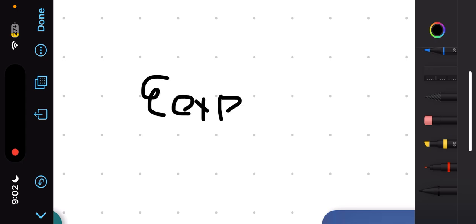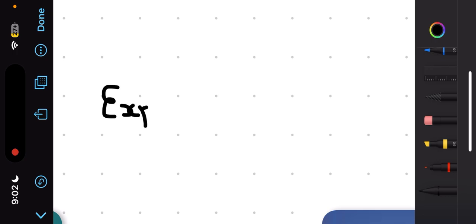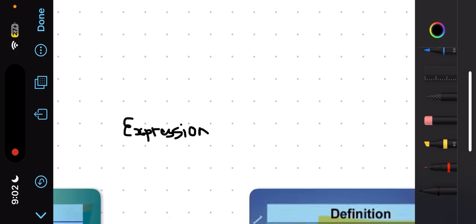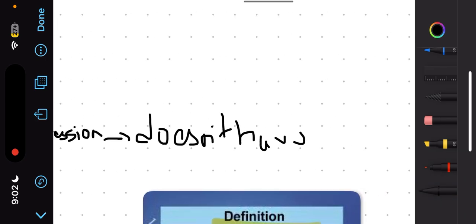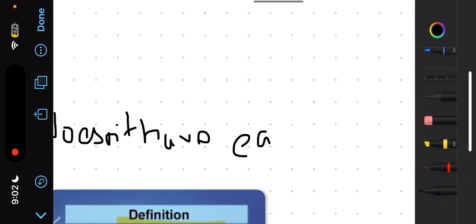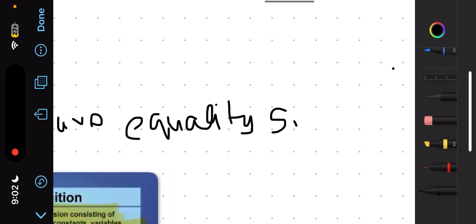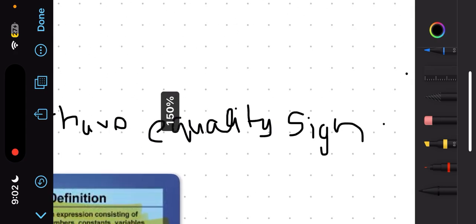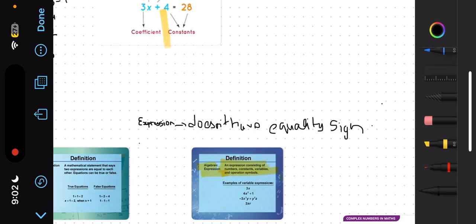In simple terms, an expression doesn't have an equality sign, meaning that it isn't equal to anything. It doesn't have the equality sign.